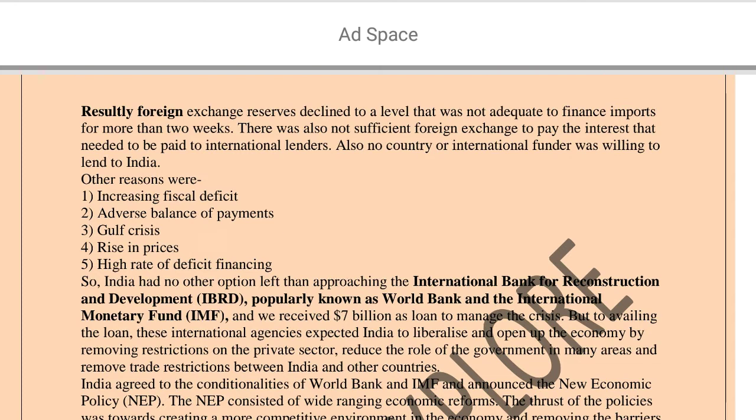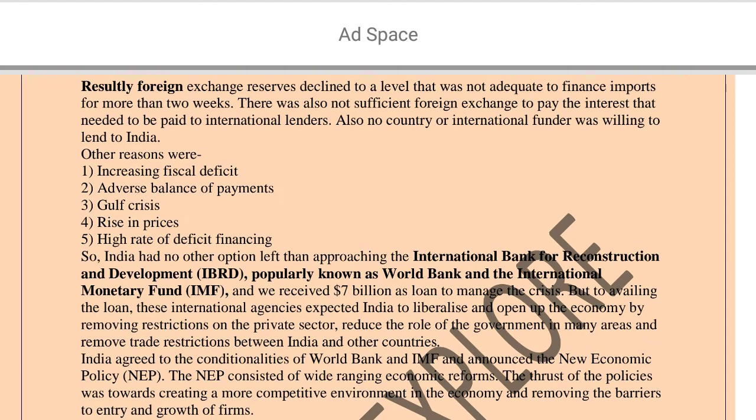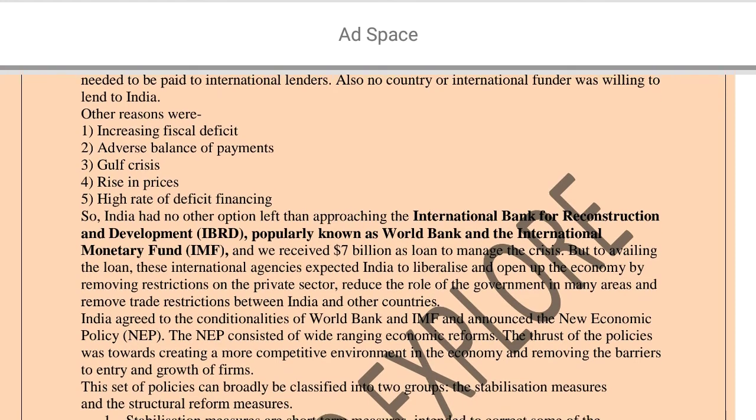And at that time, no country or international funder was willing to lend to India because of other reasons like the increasing fiscal deficit, the Gulf crisis, a rise in prices, a high rate of deficit financing, etc. At that time, India's situation was stagnant. India was left with very few options, among which India had to approach the IMF and World Bank to get money. And India received $7 billion as a loan to manage and get out of this crisis.